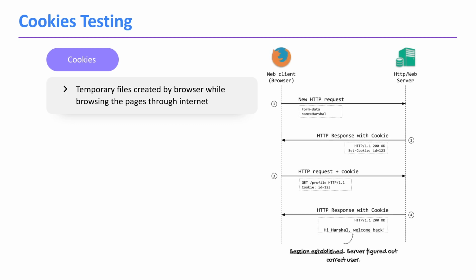As you can see in the example, the first time the browser makes a request to the server, in return the server sends one cookie, which is the session ID. Whenever next time we make a request to the server, it sends that session ID with the request. And in the response we get that the server identified the user based on that session ID, so it's like Harshal.